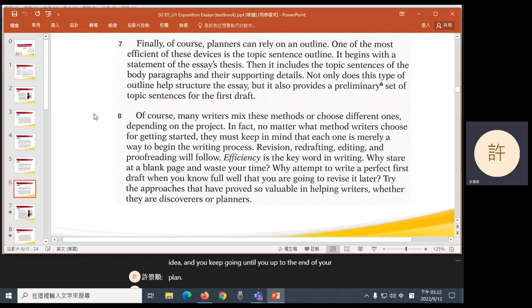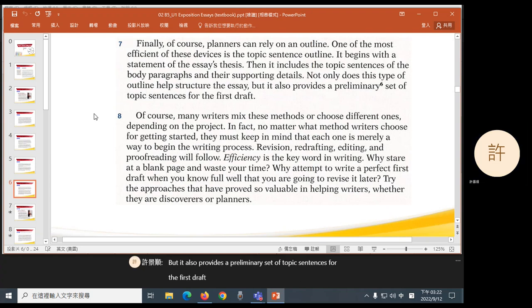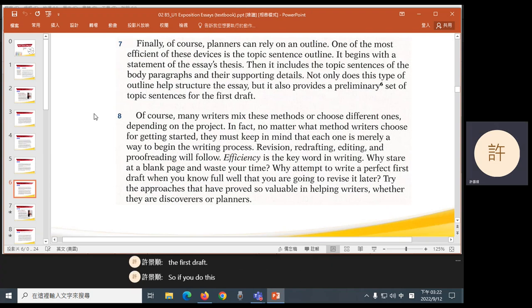Not only does this type of outline help structure the essay, but it also provides a preliminary set of topic sentences for the first draft. So if you do this kind of outline, you have a general idea of the order of the essay. But if you do a good enough outline, you can actually take these sentences and put them directly into your essay. And all you have to do is add a few connecting sentences, a few examples, explanations, and you have your first draft.